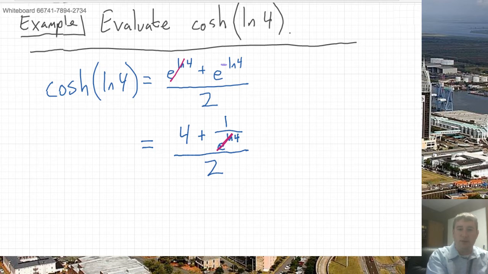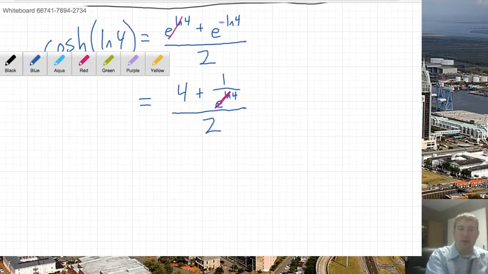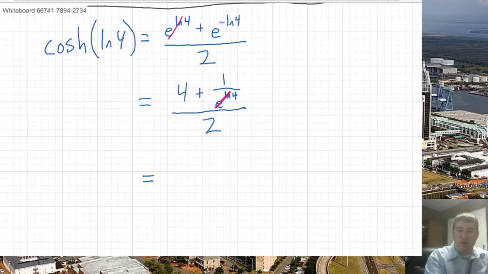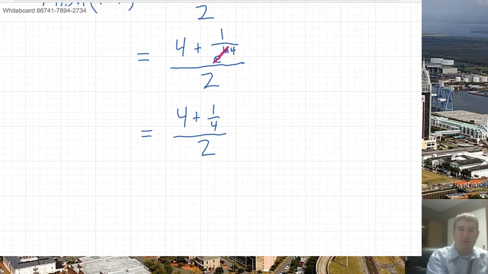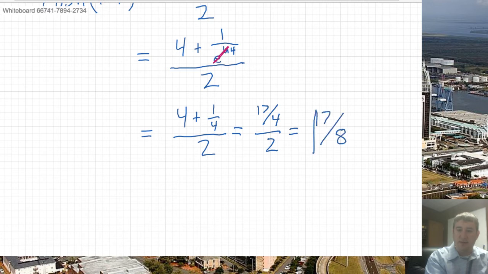I'm showing a little bit more work than maybe you would want to do there, but just to make sure everything's clear, my result is 4 plus 1/4 divided by 2. And that's going to be 17/4. Just write it here to the side. That's 16/4 plus 1/4 is 17/4 divided by 2. That's 17/8. So there is my final answer.